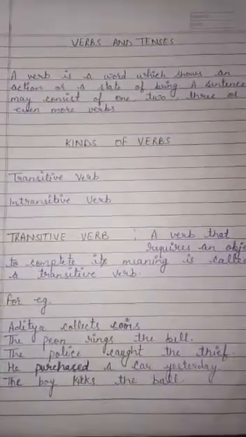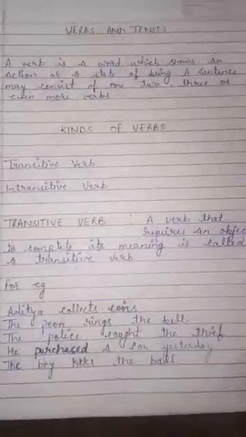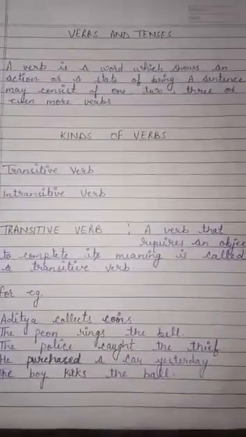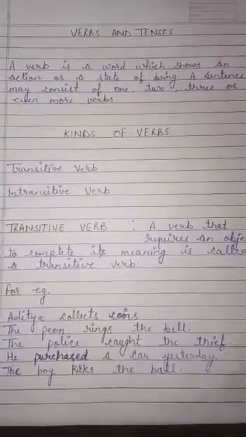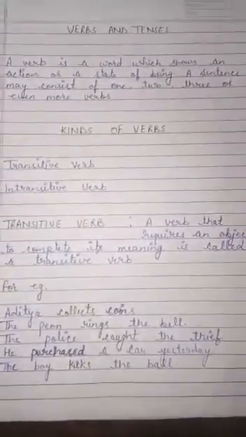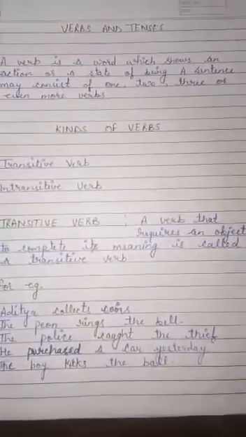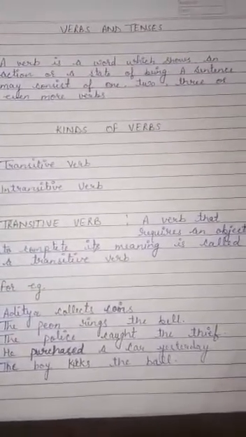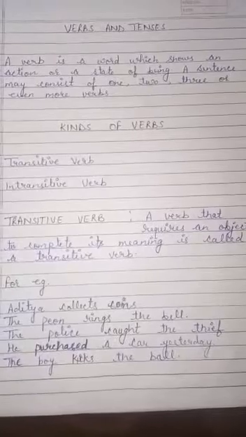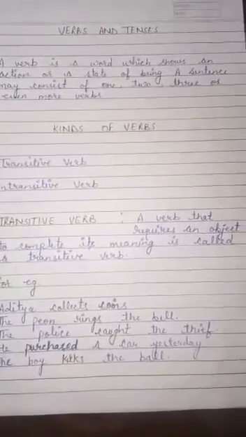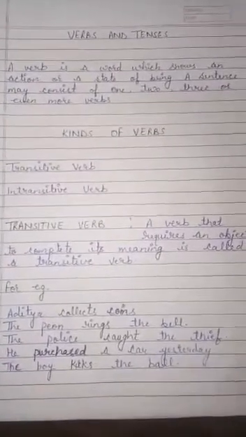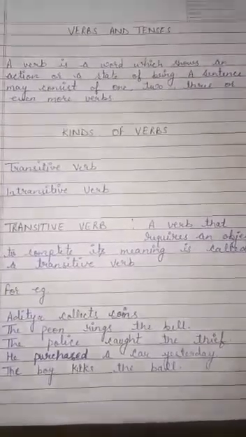Children, do you know what is a verb? A verb is a word which shows an action or a state of being. A sentence may consist of one, two, three, or even more verbs. A sentence cannot complete its meaning without a verb. Here, a verb in a sentence must agree with its subject in person and number. Thus, if the subject is singular, the verb is singular, and if the subject is plural, then the plural verb will be used.